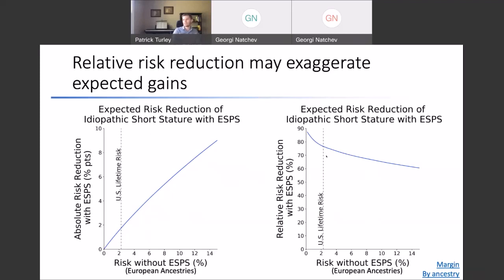In the paper, we advise that companies who are offering a service like this should focus on the absolute risk reduction, because relative risk reduction can lead to people having an exaggerated sense of what the benefits of services like these are. But minimally, companies who are offering a service like this should report both the absolute and the relative risk reduction if they want to communicate the actual potential benefits of embryo selection responsibly.